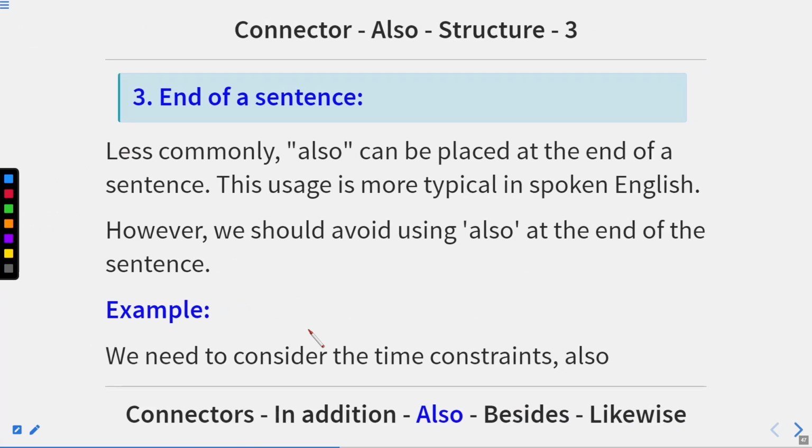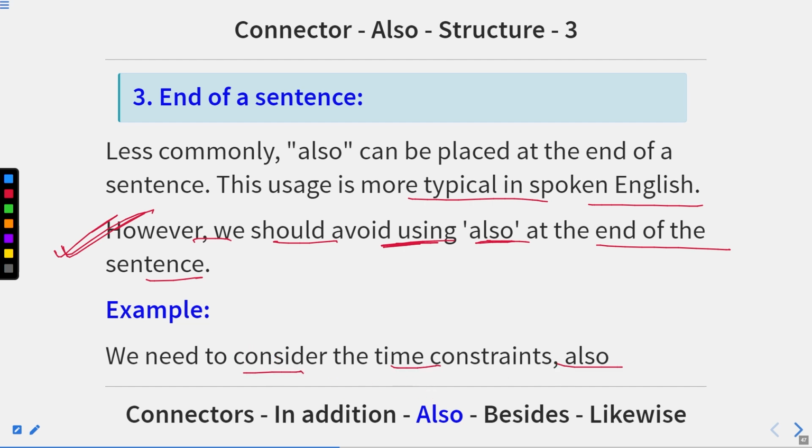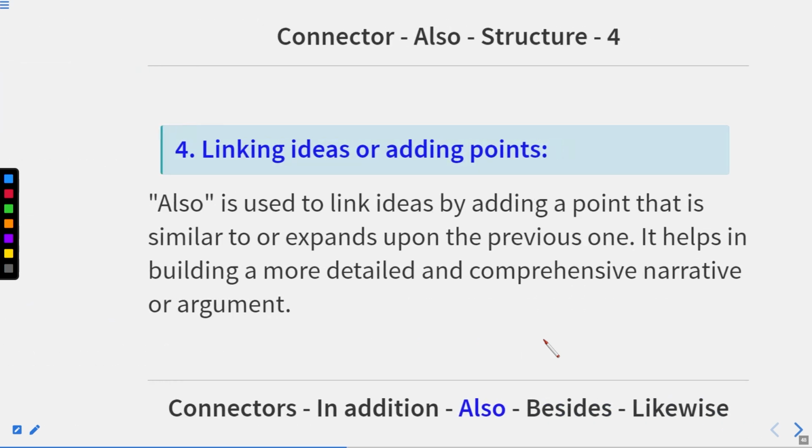At the end of the sentence, less commonly, also can be placed at the end of the sentence. This usage is more typical in spoken English. So this is basically used in spoken English only. However, we should avoid using also at the end of the sentence. This statement is very, very important. We need to consider the time constraints also. Instead of using also, we can use as well and too. But this can be the example of the word also at the end of the sentence.